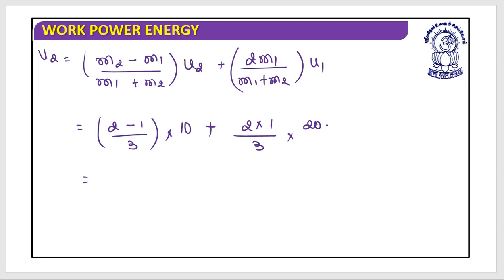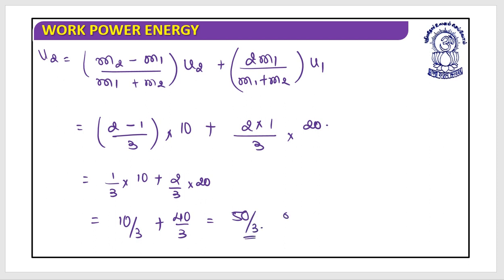So this equals 2 minus 1, it's 1 by 3 into 10, plus 2 by 3 into 20. So this would be 10 by 3 plus 40 by 3. This would be 10 plus 40, it's 50 by 3 meters per second. I hope this is clear. So this was the v1, this was the v2. This is the final velocity after collision.